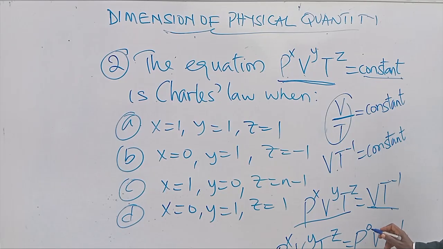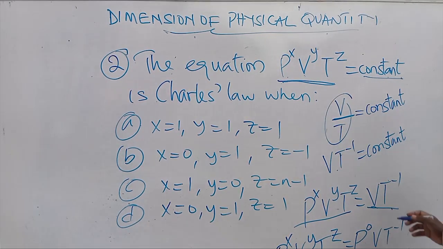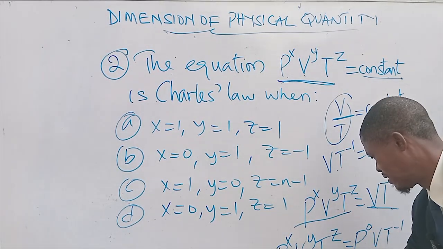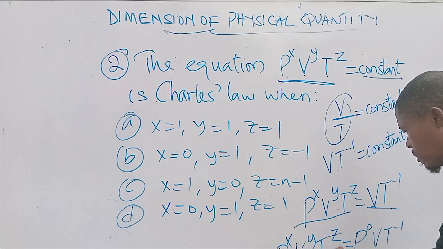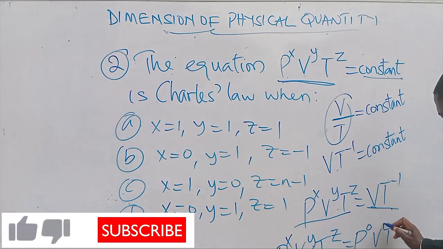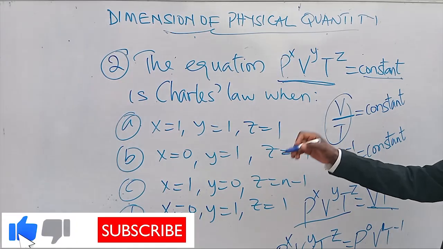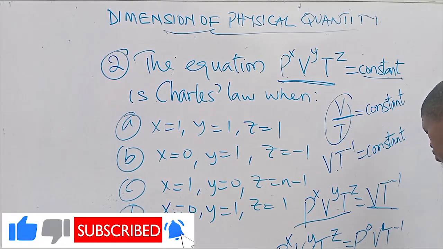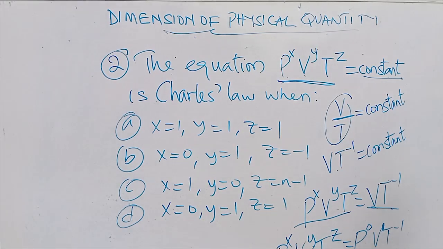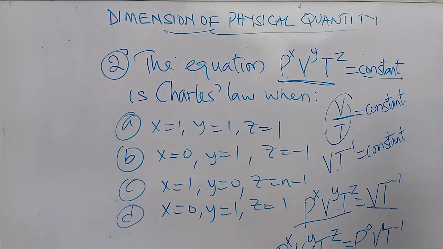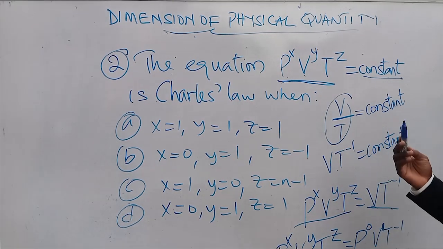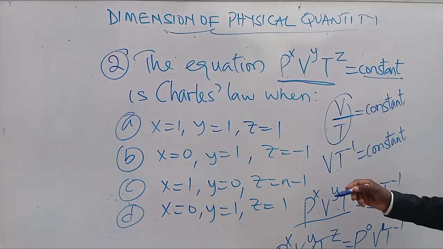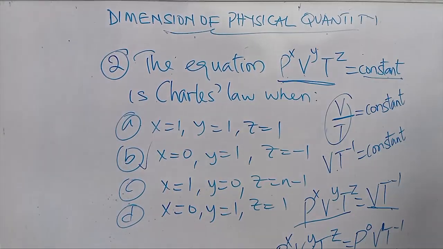P to power 0 is 1. So by comparison, X is equal to 0. Y is equal to 1, since anything to power 1 is that number. And Z is equal to minus 1. So that's by comparison, the power of the T together. So that's X is 0, Y is 1, Z is minus 1. Option B. Again, option B.